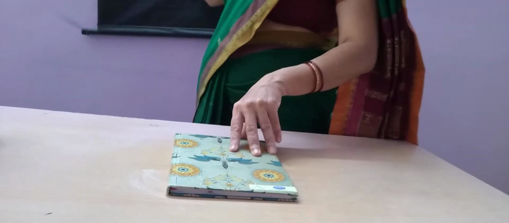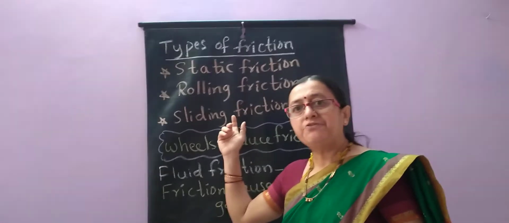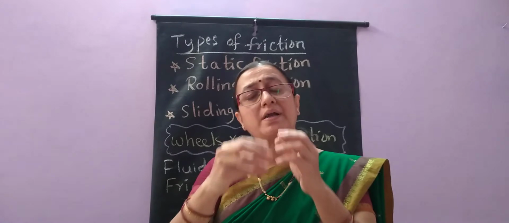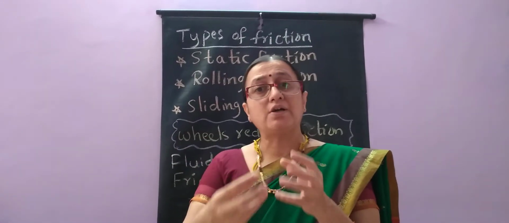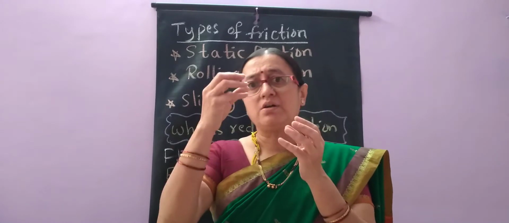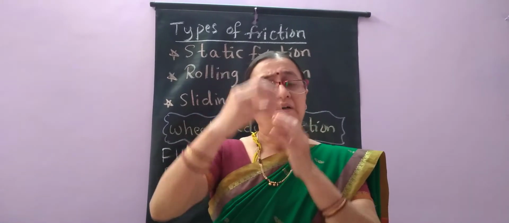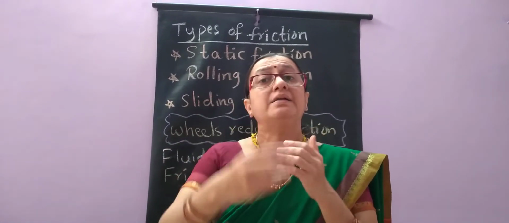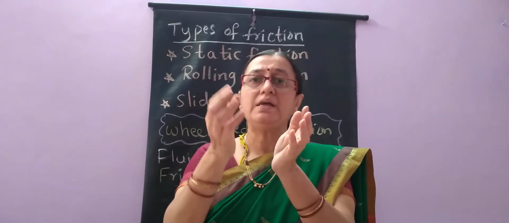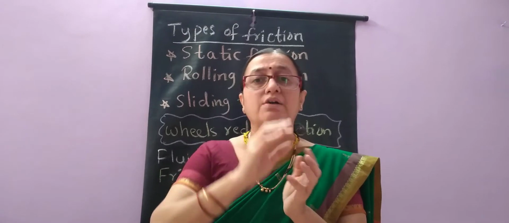Okay? What do you mean by rolling friction? Rolling friction is nothing but when any surface rolls over another surface, then we call it rolling friction. When does an object, or which shape of object, roll over another object? When the object is round, circular, then only it can roll over another object.